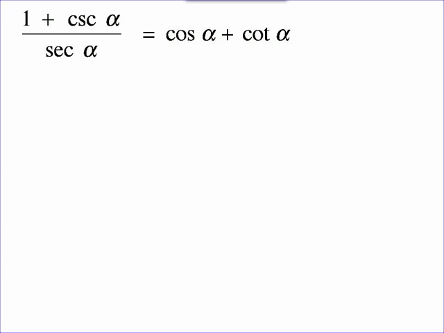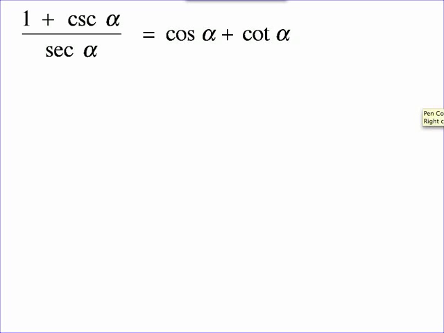1 plus cosecant over secant equals cosine plus cotangent. I think the left side is a little complicated. Yeah, it has a fraction. The right side has 2 terms and a plus sign though. The left side has a plus sign too. I would actually venture to say that the left side is probably a little more complicated. It's probably going to be our fastest route to get done with this.